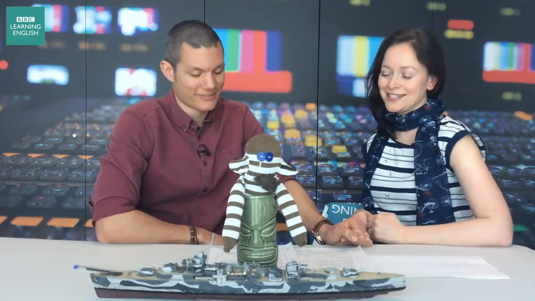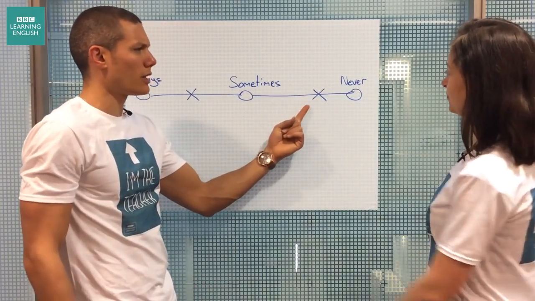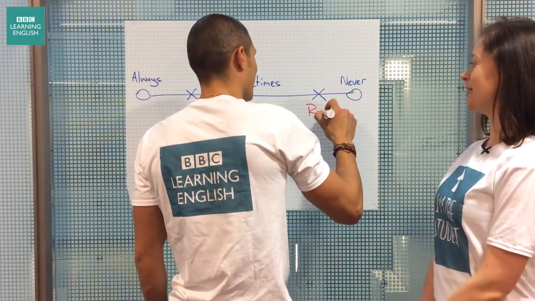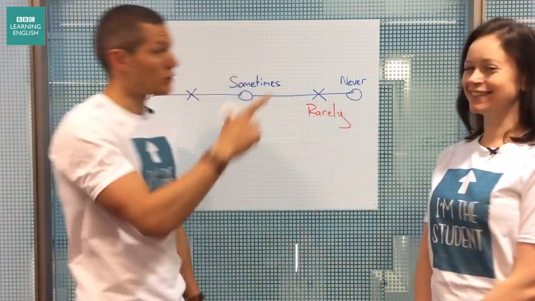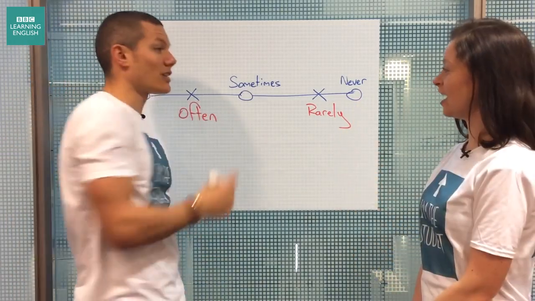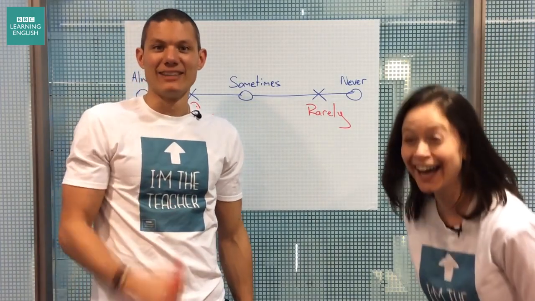You can use a cline. I like a cline. Love clines. Okay, Sean. Always, sometimes, never. What do you think comes here? Rarely. Very good. I rarely do my homework. Yes, we have to talk about that. What about here? Often. Can you give it in a sentence? I often do my homework. That is a lie.